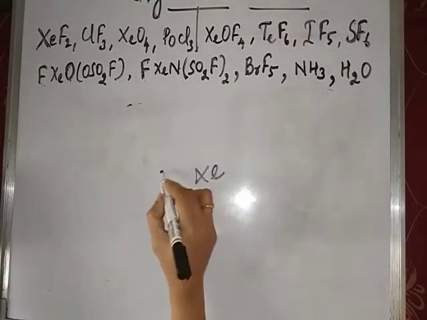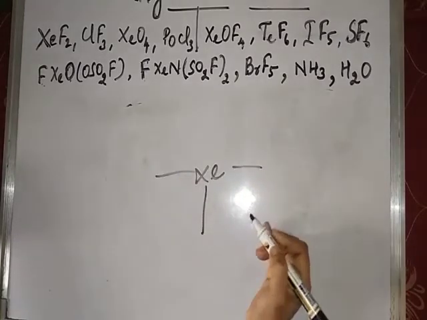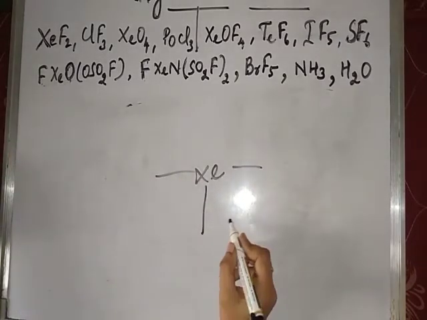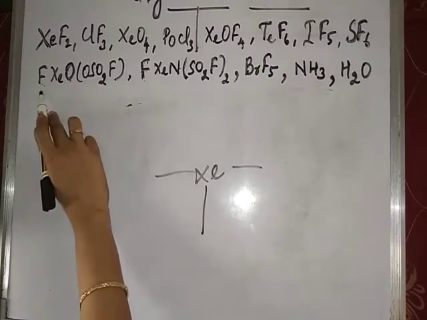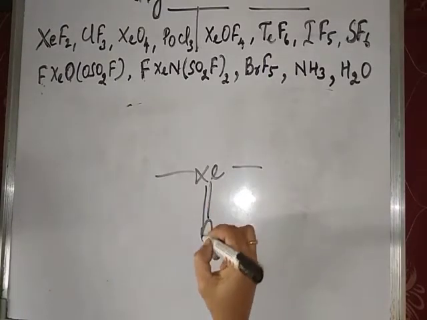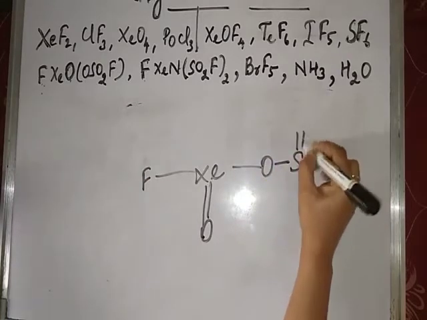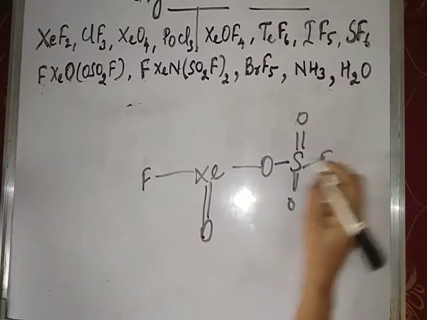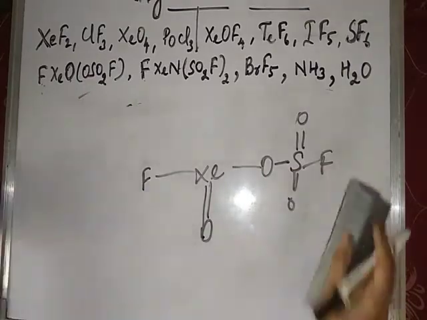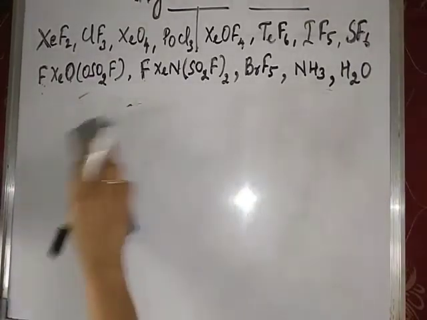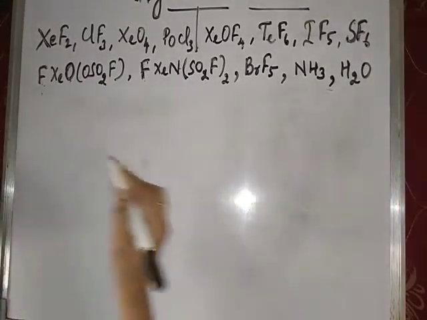T shape means how to write it? Xenon will be like this. So here this is fluorine 1, and oxygen. If oxygen is there, double bond O. This is fluorine 1 and S, single bond S, double bond O, F. This is the structure for this one. Okay. And the next one, this is also similar to this, but it's a little bit different.